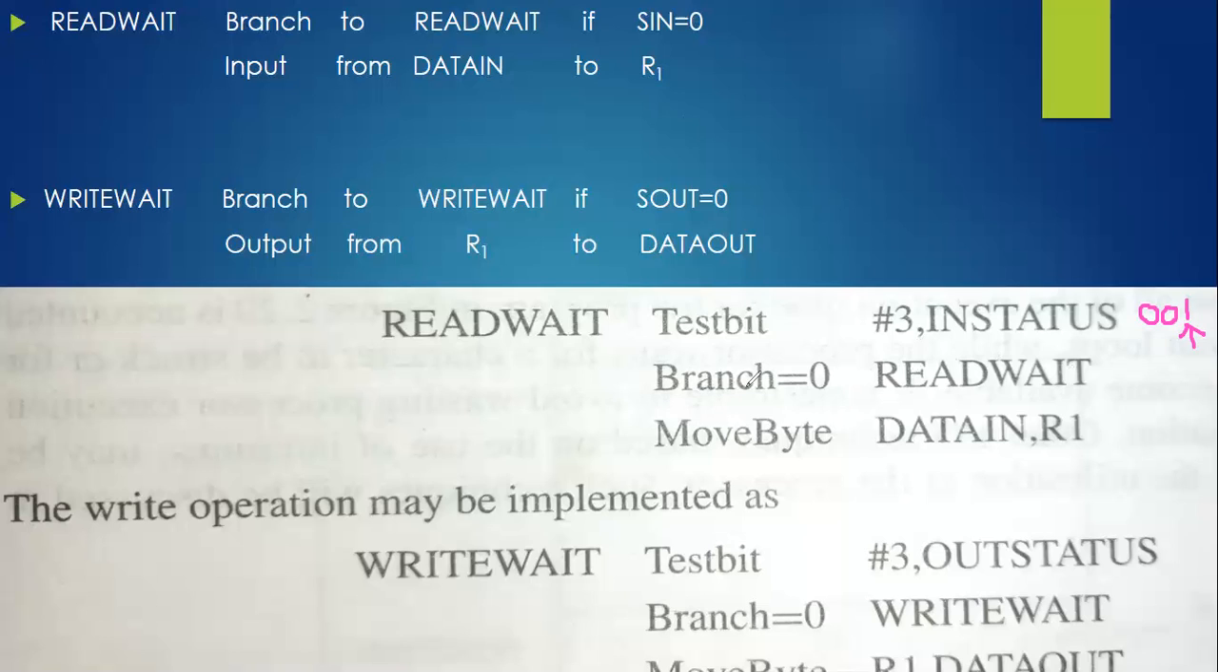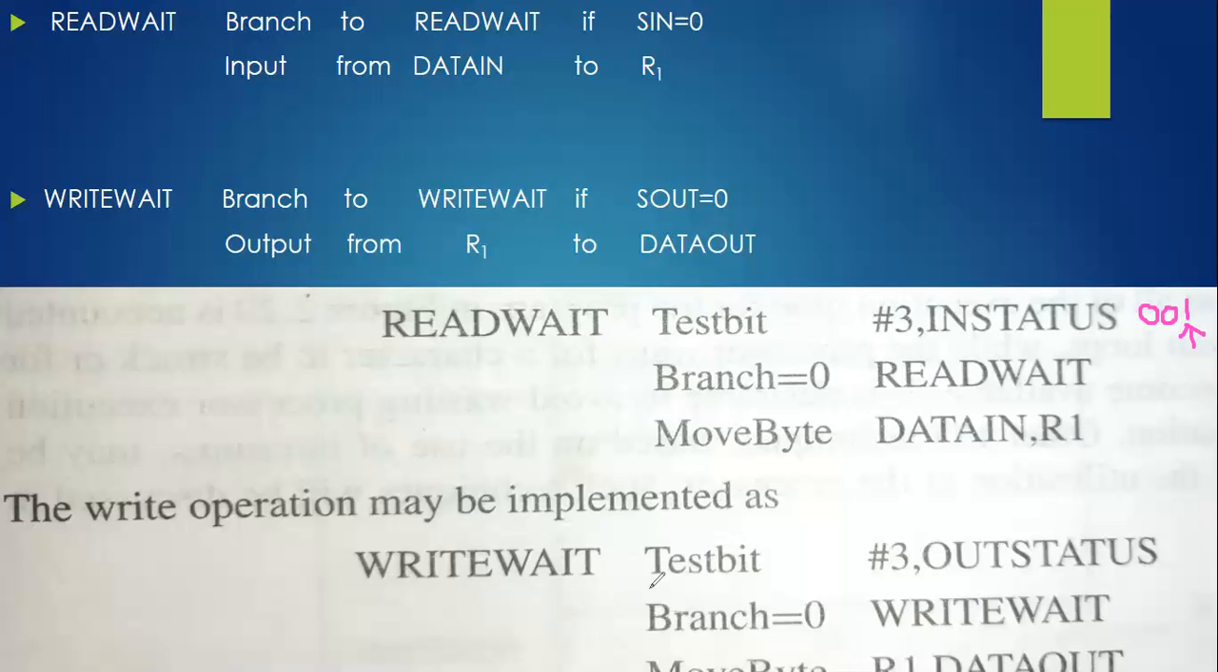So, what we need to do is violate this condition and come back to the third line. What is the third line? Move byte. Data in buffer register, whatever we are having inside that 1 byte of information is its maximum capacity. The complete 1 byte of information should be shifted from data in into R1. Clear? Okay. Same thing we are performing for the write operation.